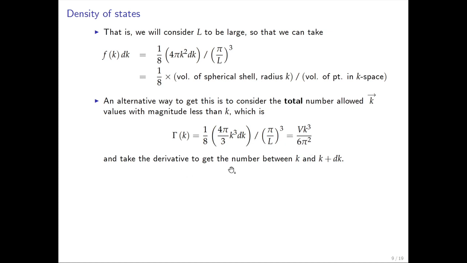And then we could take the derivative to get the number of points. So this is actually a mistake here. This dk needs to be removed, because this is the total number of points. We take the derivative of this, and we find that this f of k is of course the derivative with respect to k of this big gamma of k. Without that dk, that's a mistake. I'll get rid of that. And you see we'll get the same thing actually.